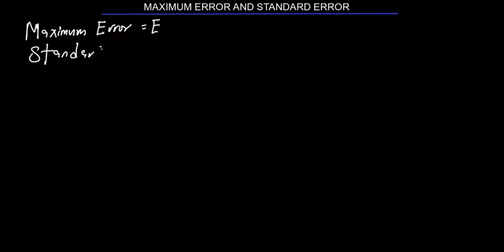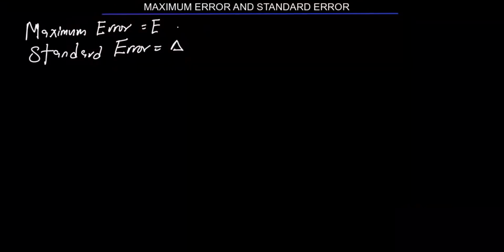Let's look at maximum error and standard error in this video. Maximum error is denoted as E. Why standard error? Standard error is denoted as delta. Now, this topic, maximum error and standard error, both fall under rules for combining errors.